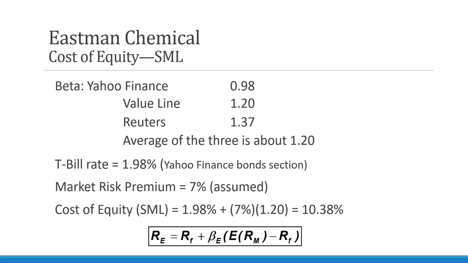The current T-bill rate at the time this information was pulled was 1.98%, with an assumed market risk premium of 7%. So using our cost of equity formula, the SML formula, we get a cost of equity of 10.38%.